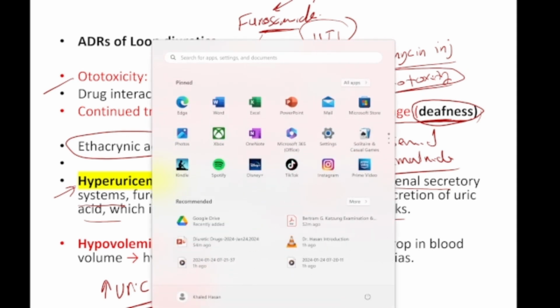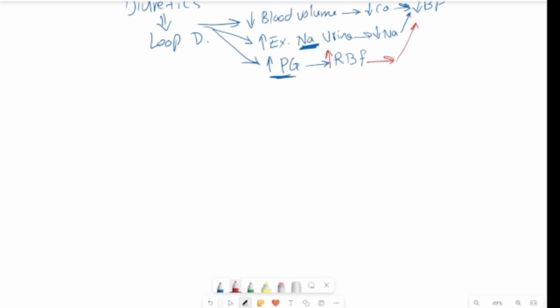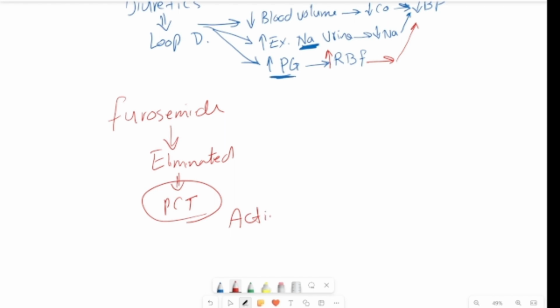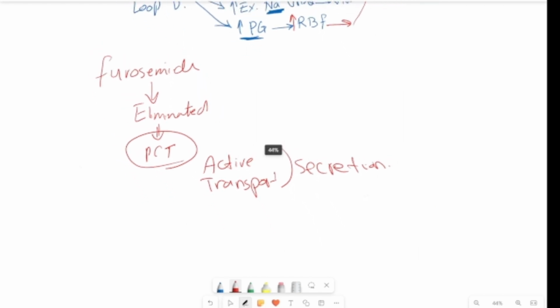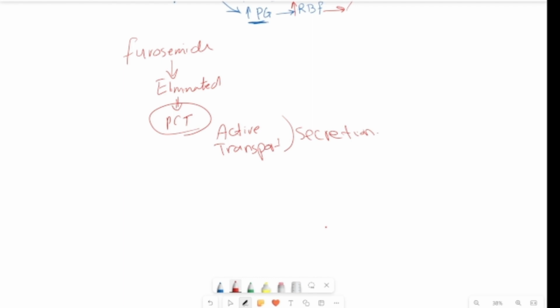So we need to explain again what happens when you prescribe furosemide. Furosemide will be eliminated through the kidney, through the proximal convoluted tubule, through something called active transport, or active secretion. When you talk about active secretion, imagine we have a transporter here, like a carrier. Okay, so we have furosemide, and we have uric acid.